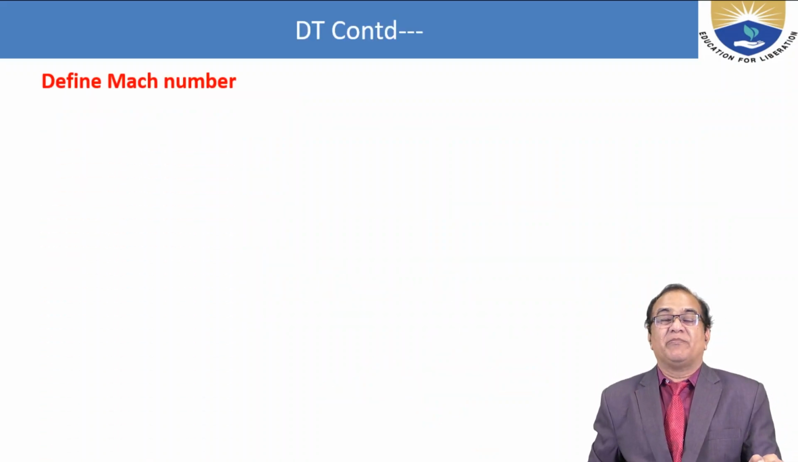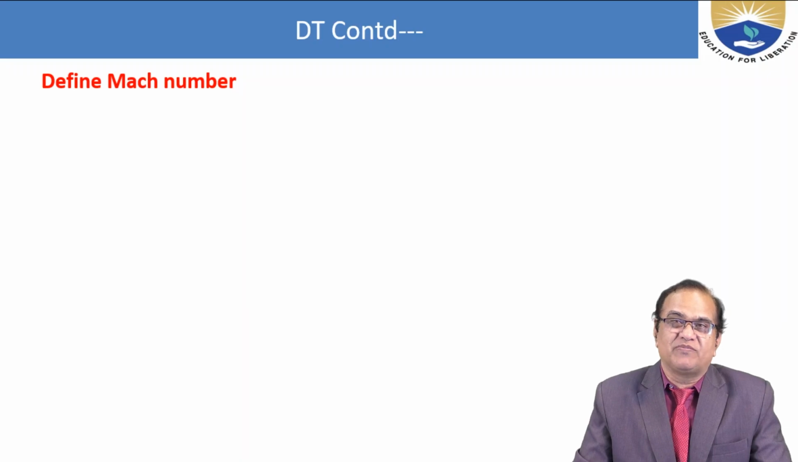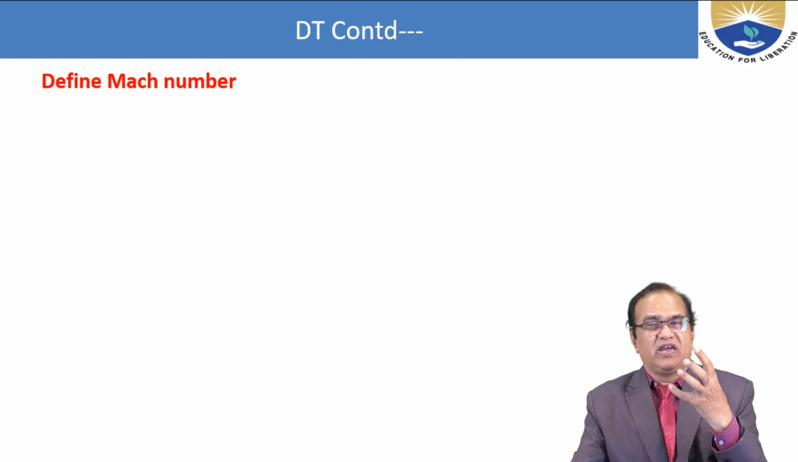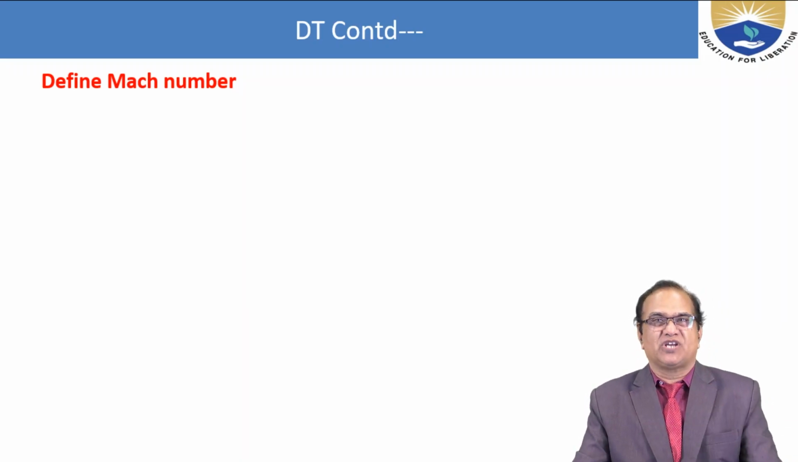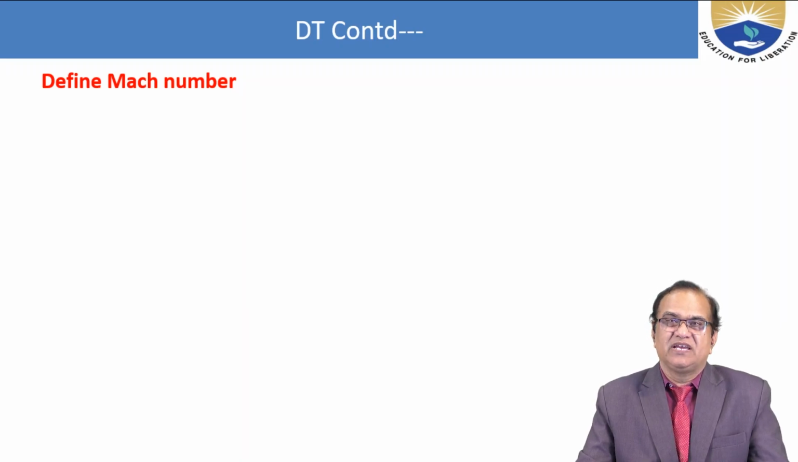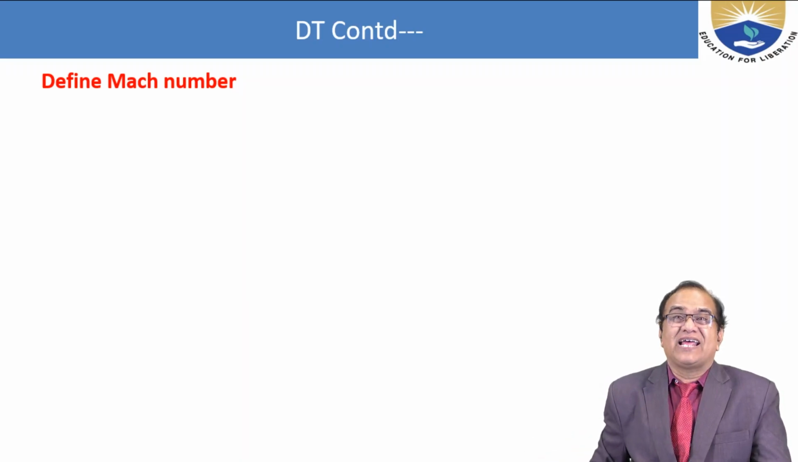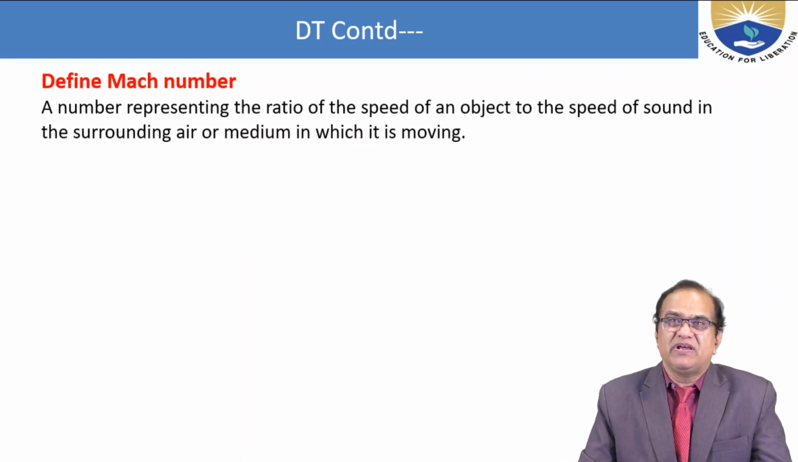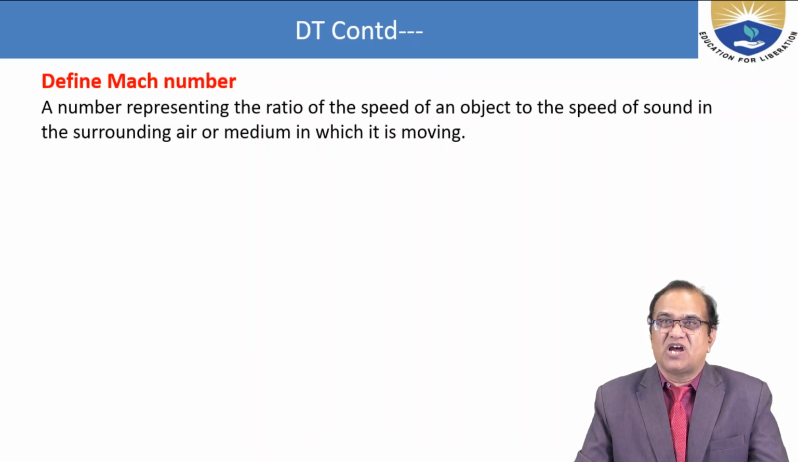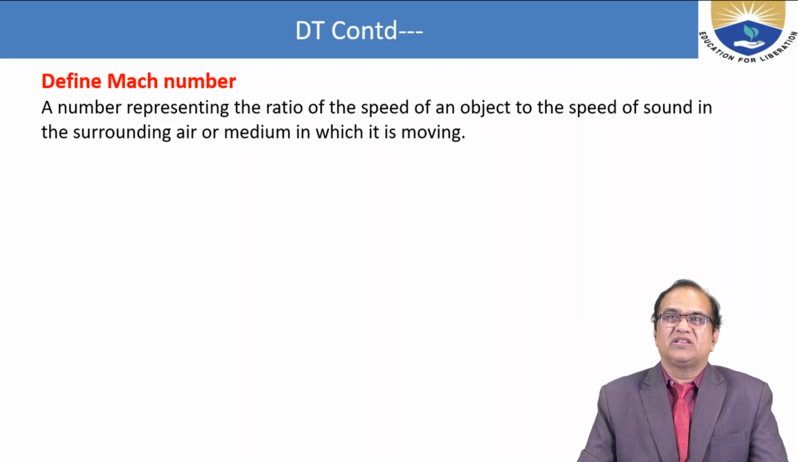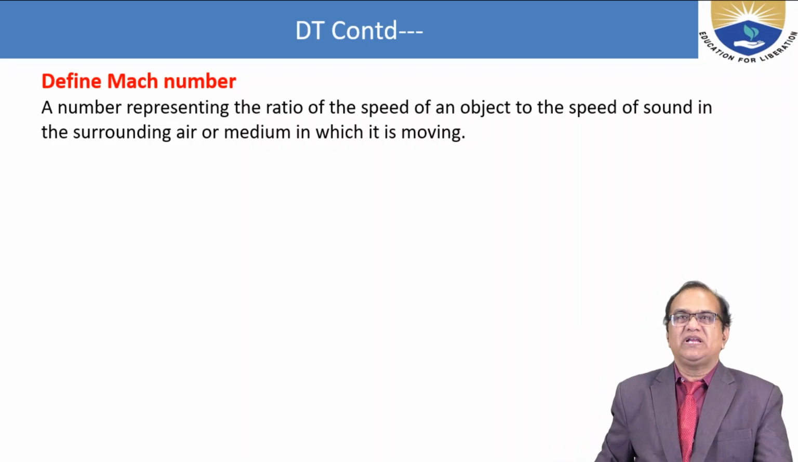Now we will discuss the Mach number, and we know it is the ratio of the speed of the object to the speed of sound. If M is equal to 1, it is sonic. M is less than 1, it is subsonic. If it is 0.8 to 1.2, then it is a transonic region. It is a number representing the ratio of the speed of an object to the speed of sound in the surrounding air or the medium in which it is moving.